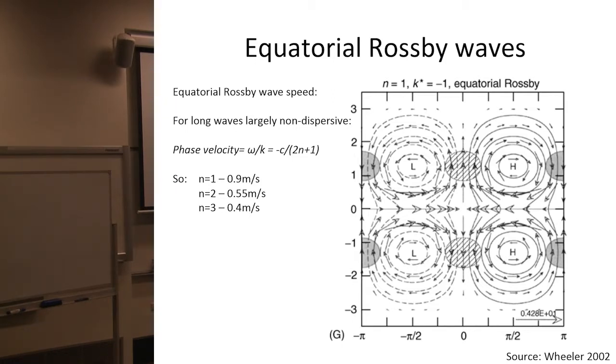The phase speed is given by this: it's equal to the gravity wave speed, or the speed of a Kelvin wave, divided by 2n plus 1. This is for large wavelengths, when they're non-dispersive. So for the first baroclinic mode, it's a third of the Kelvin wave speed. For the second mode, it's about 1/5 of the Kelvin wave speed. And for the third mode, these things are propagating at about 1/7 of the Kelvin wave speed, so 0.4 meters per second. So an N equals 1 Rossby wave is about 0.9 meters per second, and they're propagating to the west, whereas the equatorial Kelvin wave is propagating to the east.